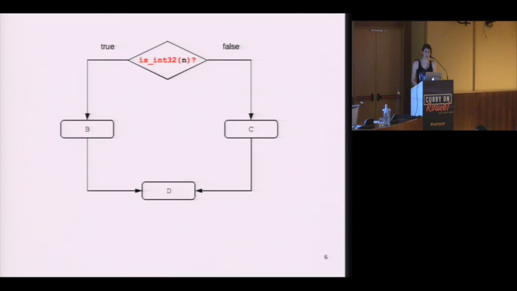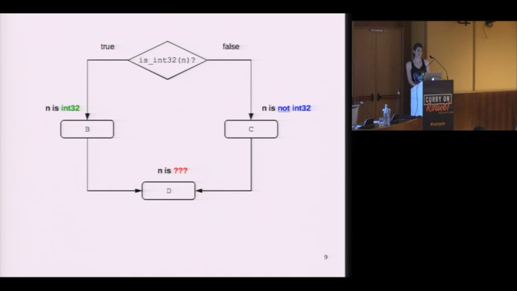So if we look at a simple example like a really trivial control flow graph like this one, at the top we check if n is an int32 value, and if it is an int32, we go to block B. If it is not int32, we go to block C, and afterwards we merge into block D. So trivially, if n is int32 at runtime, we'll go to block B, and we know that in block B, n has to be an int32 because we just executed this type check. In block C, we have that n is not an int32.